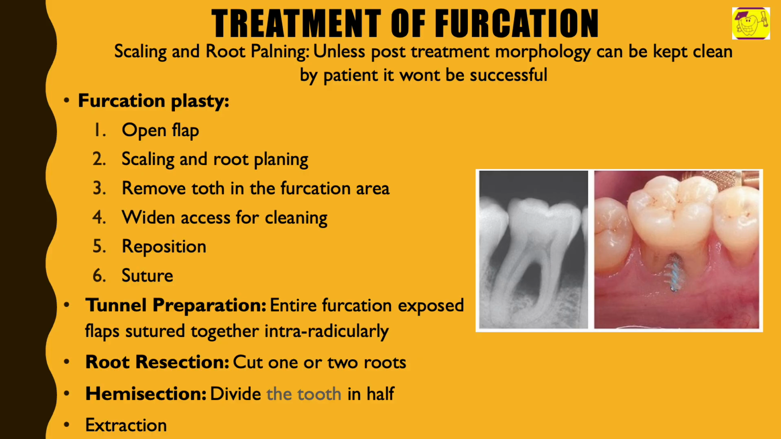Apart from this furcationplasty, you have a technique called tunnel preparation, where the entire furcation is exposed and the flaps are sutured together intraradicularly. And then you have root resection, not very frequently performed, because you'll have to cut one or two roots and then do a root canal for the remaining root. It's a bit technique sensitive. And same goes for hemisection, where the tooth is divided into half, and if nothing works, all that we can do is extraction.